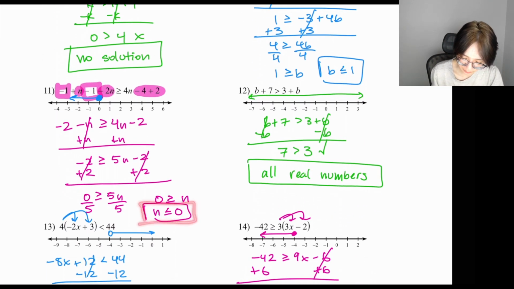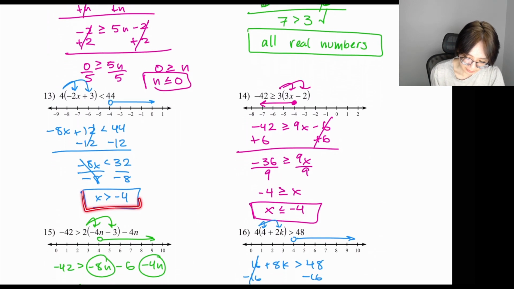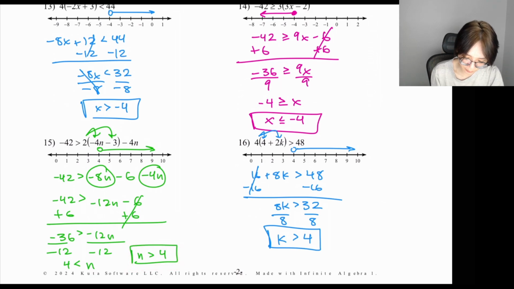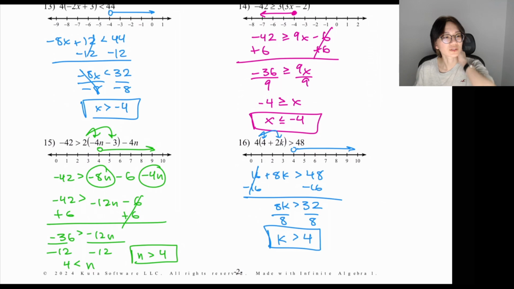11, n is less than or equal to 0. Closed circle, left. 12, all real numbers, so the graph is the entire number line. 13, x is greater than negative 4. Open circle, right. 14, x is less than or equal to negative 4. Closed circle, left. 15, n is greater than 4. Open circle, right. 16, k is greater than 4. Open circle, right. So those are all the answers, and good luck on the quiz.